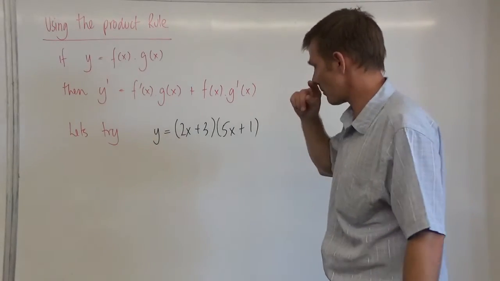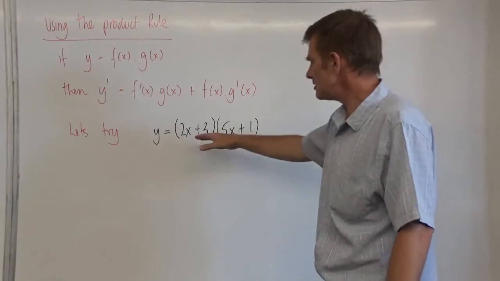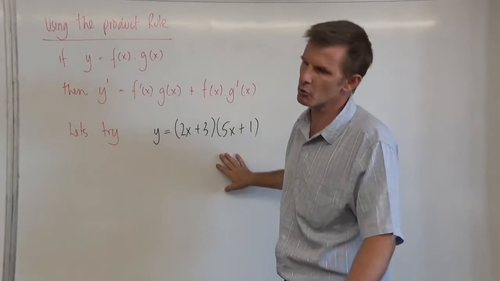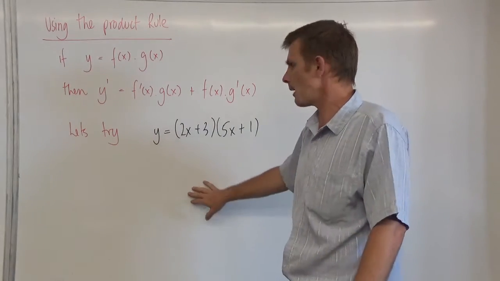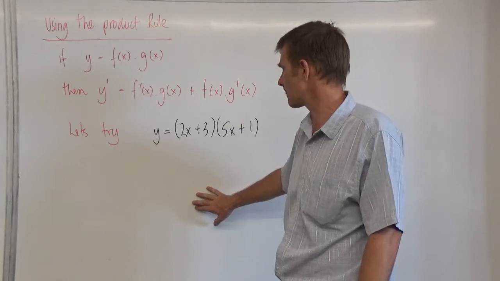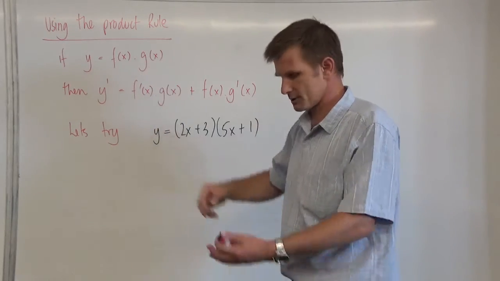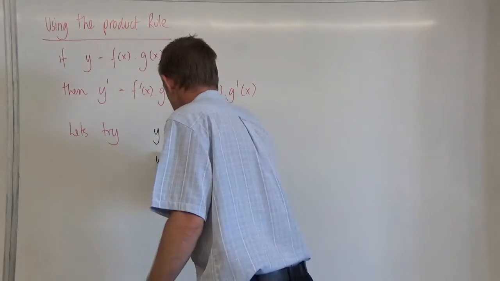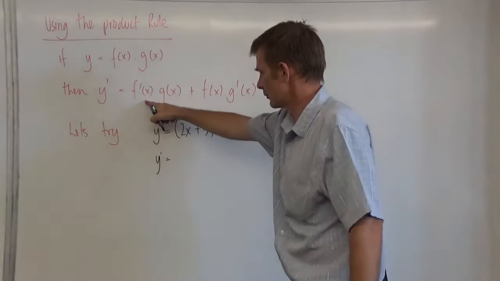Here's an example from our book that I'm going to work through. Yes, we could multiply this out. It wouldn't take too long, it'd be quite easy, and we could then work out our derivative from that expanded version. But let's use the product rule instead. So we're going to say y dash equals derivative of the first.